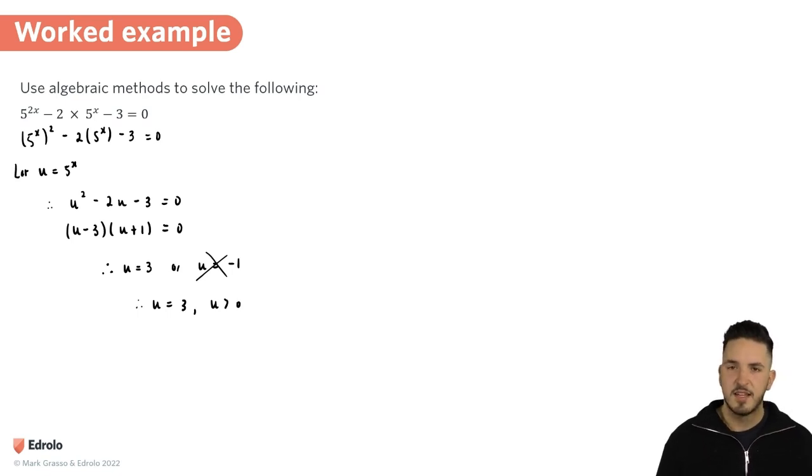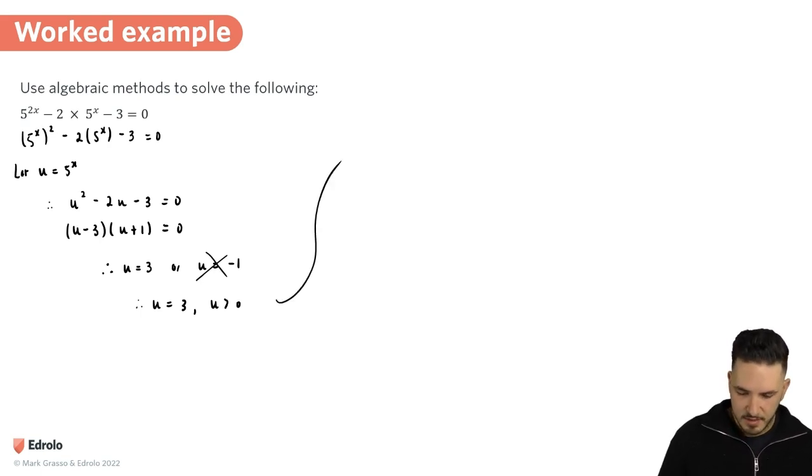So we're not quite done yet. Some students stay there. However, we can't stay there because we haven't solved for x. Yes, we've solved for u, but what is u? We let u equal 5 to the x. So now we can state, well, 5 to the x equals 3.